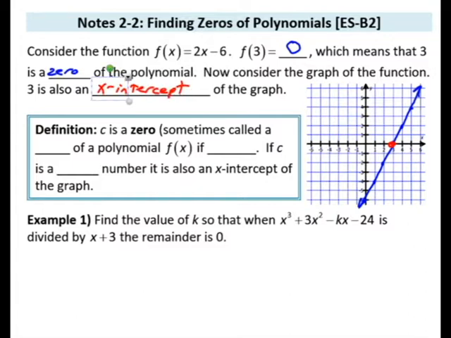c is a zero of a polynomial, or sometimes called a root, if f of c equals 0. If c is a real number, then it is also an x-intercept of the graph.